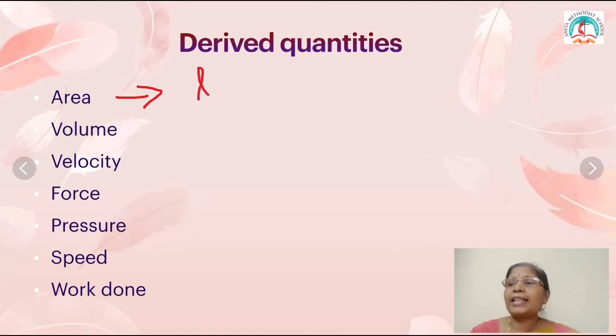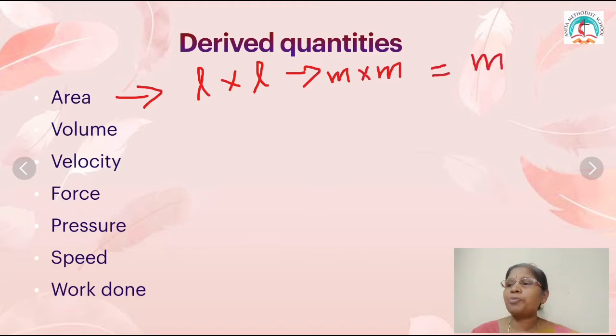You will calculate length multiplied by length, that gives the value of area. Length is measured in terms of meter. Again the length or breadth is measured in terms of meter. Meter into meter is equal to meter square. This meter is a fundamental quantity only. So you are deriving from the fundamental quantities, that is called a derived unit.